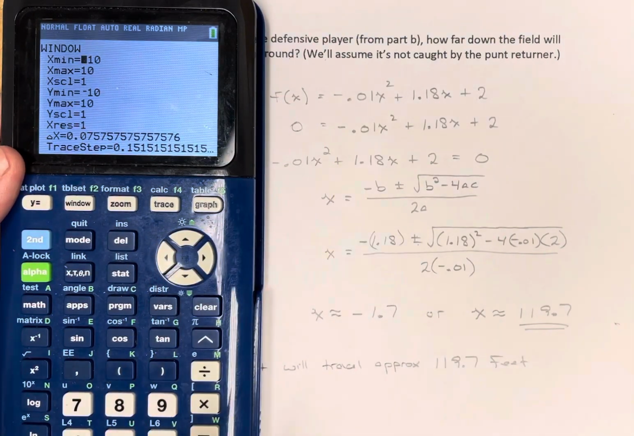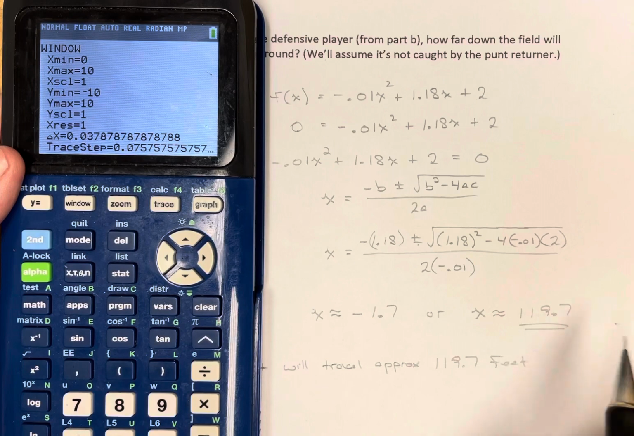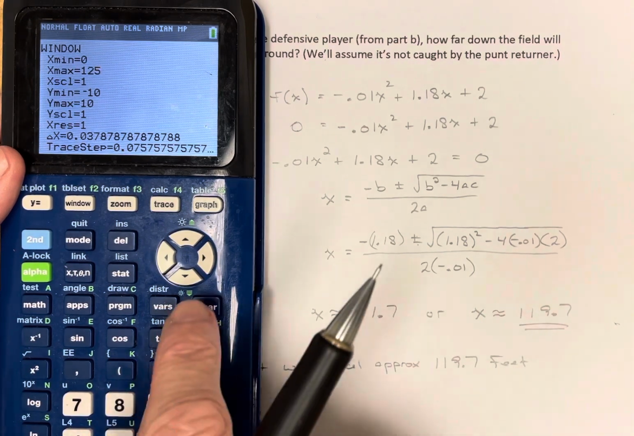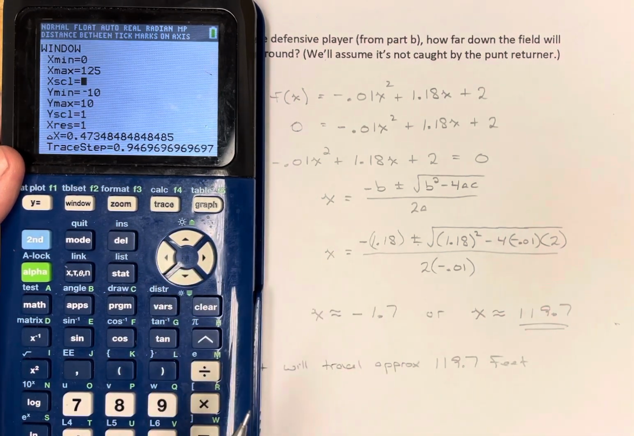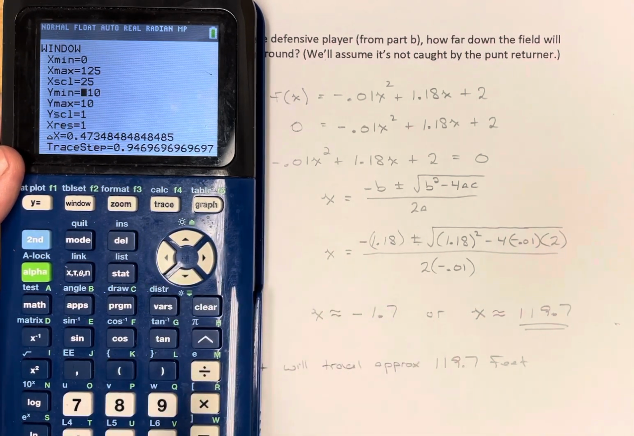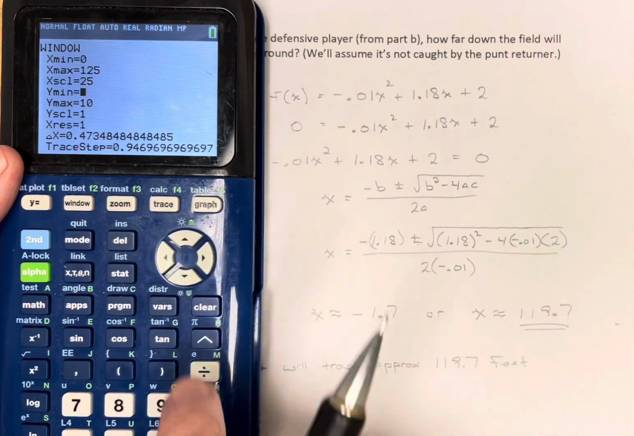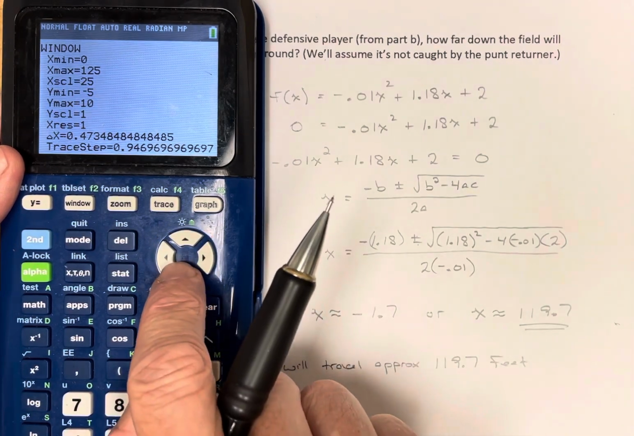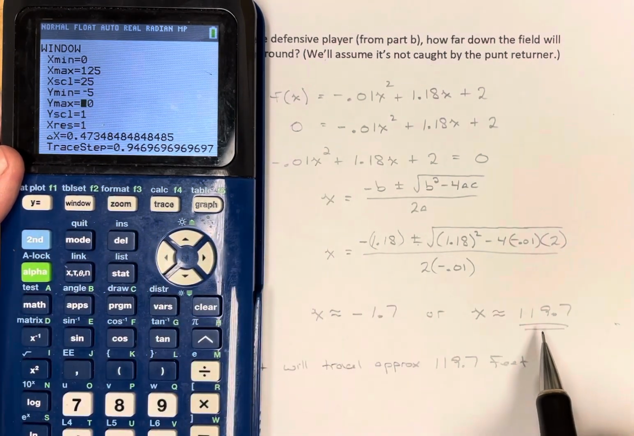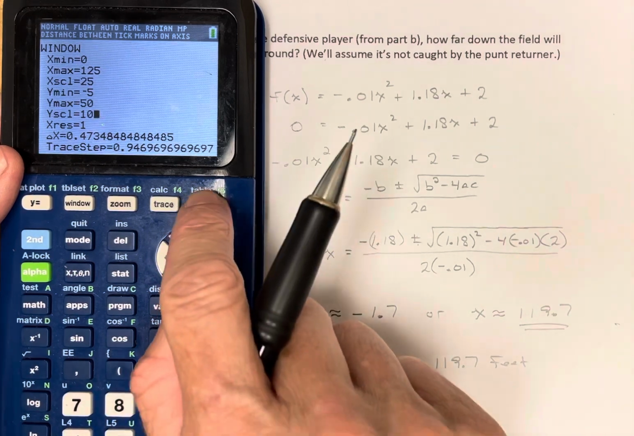So for my window, I want an x minimum of 0, and I know I'm going to want to go about 120 feet, so I'll go 125 feet. And I'll count every 25 for my tick marks. And I know my y minimum, well, it's 0, because that's the ground. Let's put it at negative 5 so we can see it a bit more clearly. And I'll max out, well, I know it reached about 39 or 40 feet or something. Let's go to 50. And I'll count by tens. Okay, here's my graph.